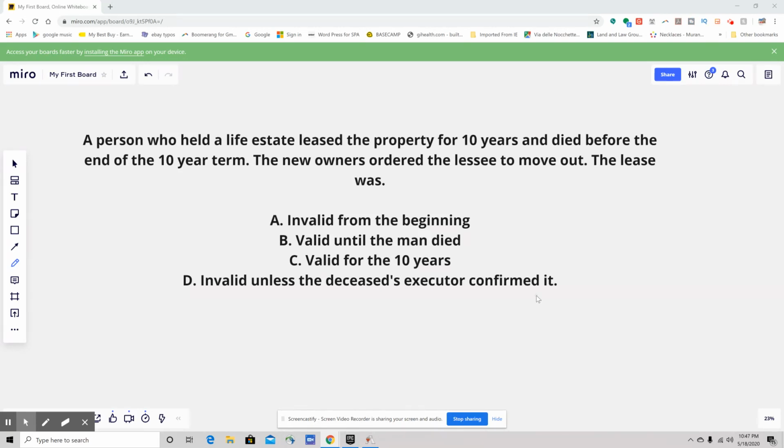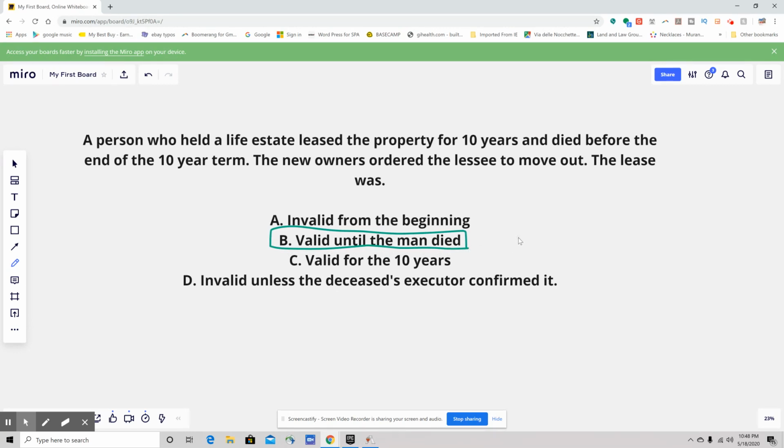Let's read it. A person who held a life estate leased the property for 10 years and died before the end of the 10-year term. The new owners ordered the lessee to move out. The lease was... So I'm going to do something that I usually don't do with this. I'm just going to give you the answer right away. B, it's valid till the man died.